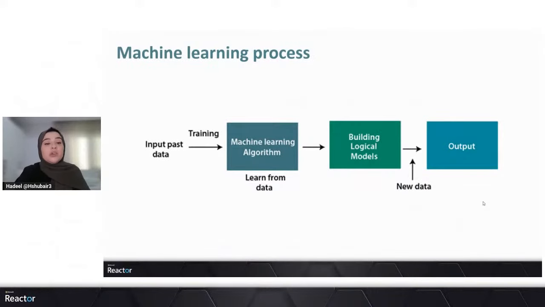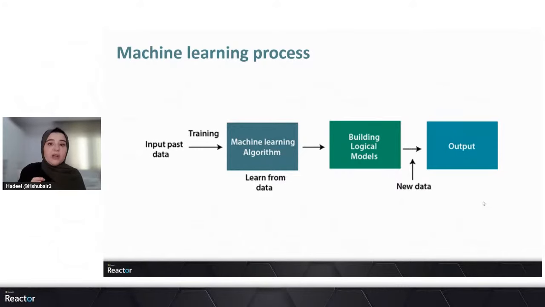So a typical machine learning process could look like this, just to give you an idea of how it actually works. With any kind of data science project, this is how it usually looks. You will have some historical data, or you will input some past data. Once you input this past data, it will go through a training process, and it will go through a machine learning algorithm.